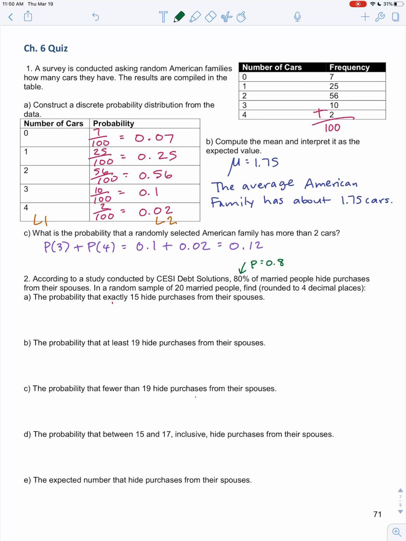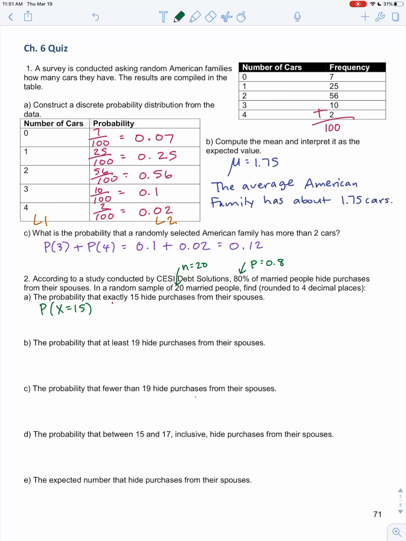Okay, so in this case, success is the person saying they hide purchases. Looks like it's pretty common. And then the number of trials is right here, 20. So they're collecting a random sample of 20 married people, and we're going to be asked to find a couple different probabilities associated with this. So Part A is the probability that exactly 15 hide purchases from their spouses. So this is the probability that there are exactly 15 successes.